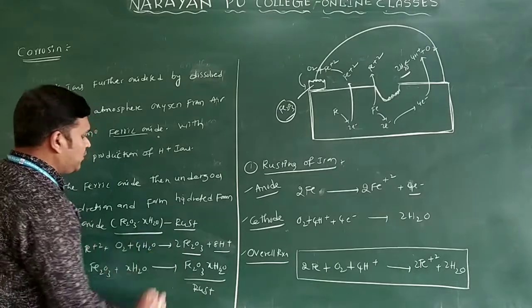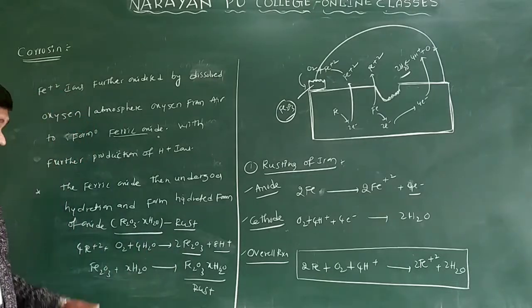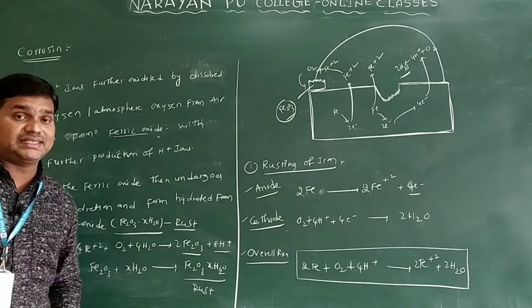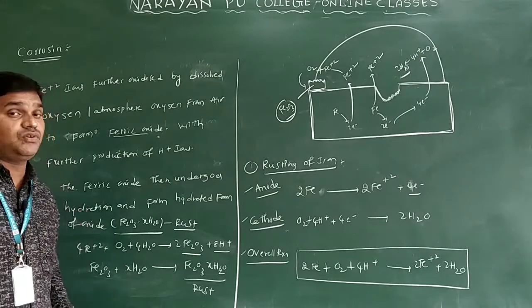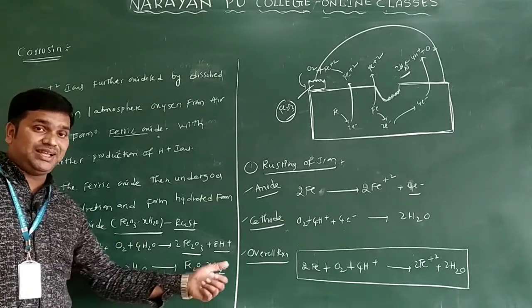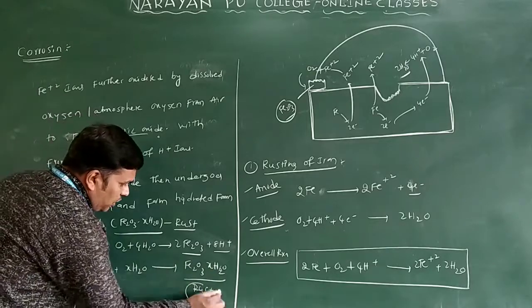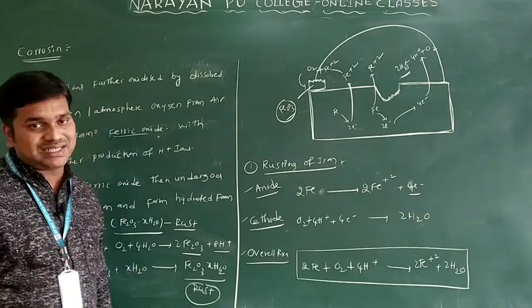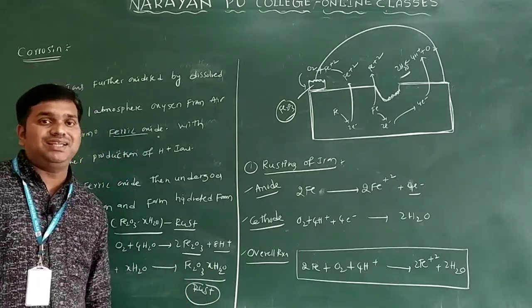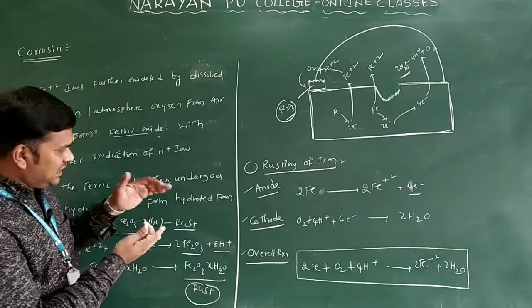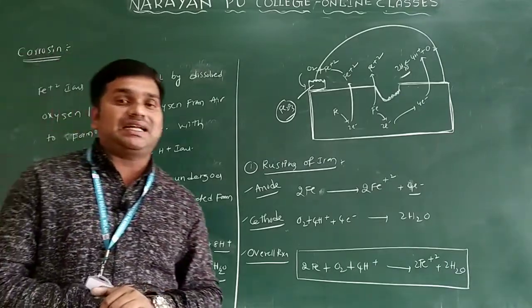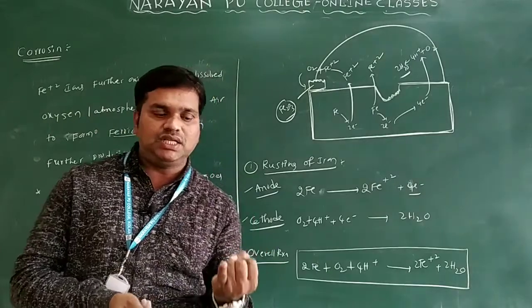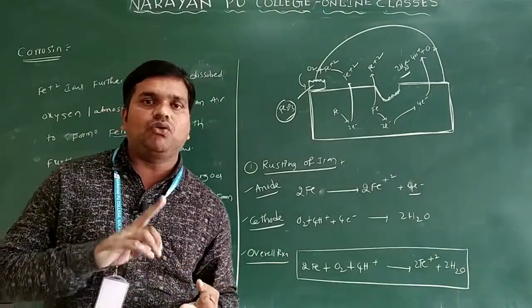What is the formula of the hydrated form of this Fe2O3? That is the formula we are calling Fe2O3.xH2O. This we are calling what? Rust. What is the formula of the rust? The rust formula is Fe2O3.xH2O. So these are the reactions that can take place during rusting of iron. First one anode reaction, second one cathode reaction, third one overall reaction.